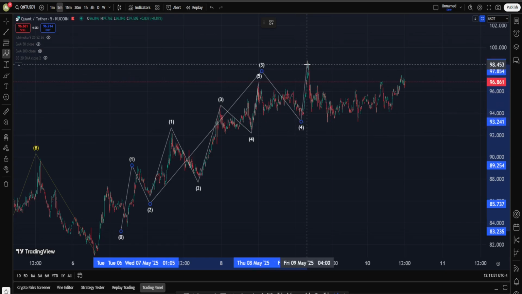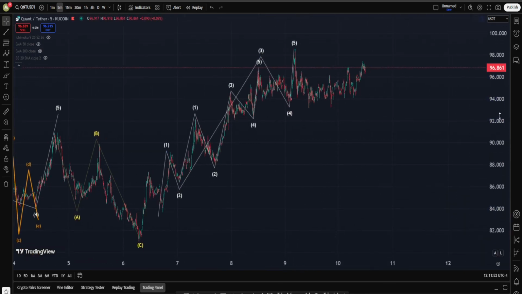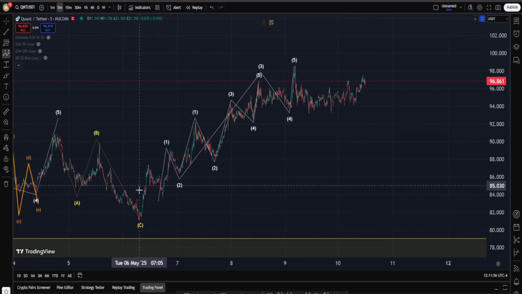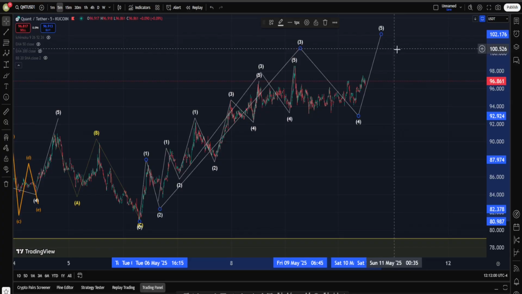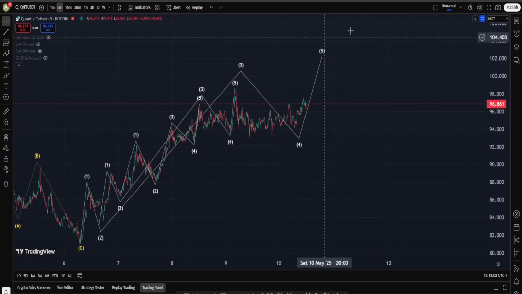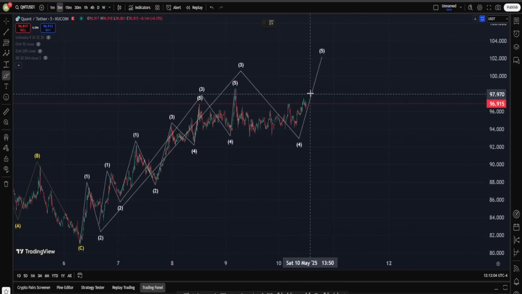and then probably a WXY in the form of a double zigzag into wave 4, another move into wave 5, and even that one on a higher degree is going to be into wave 3, correction for 4, another move into wave 5. So as you can see, according to this scenario in the short term, our move up in QNT most likely is going to continue for at least a little bit more.